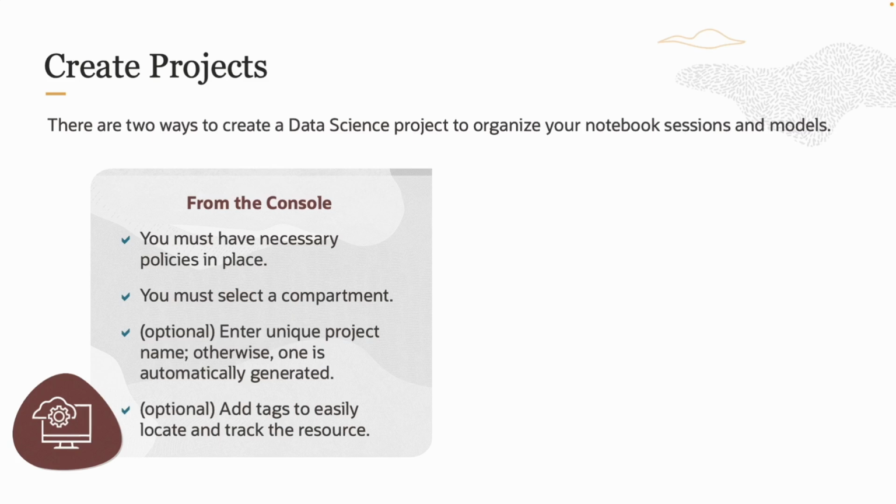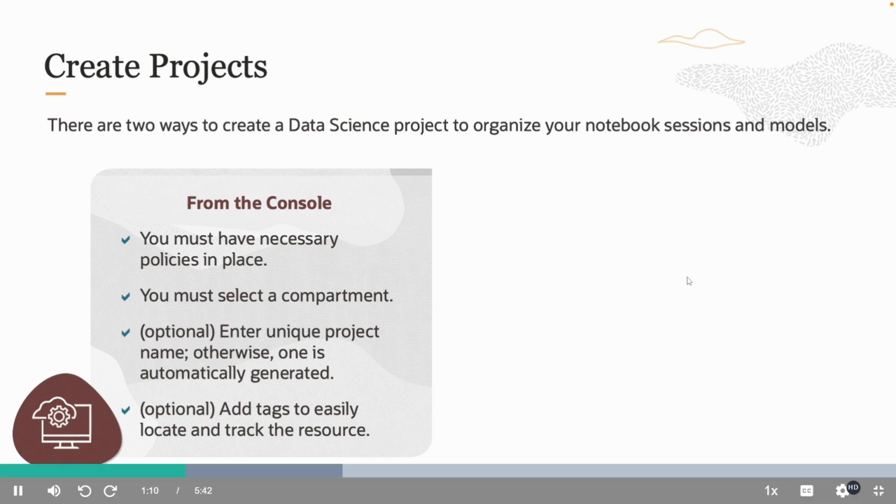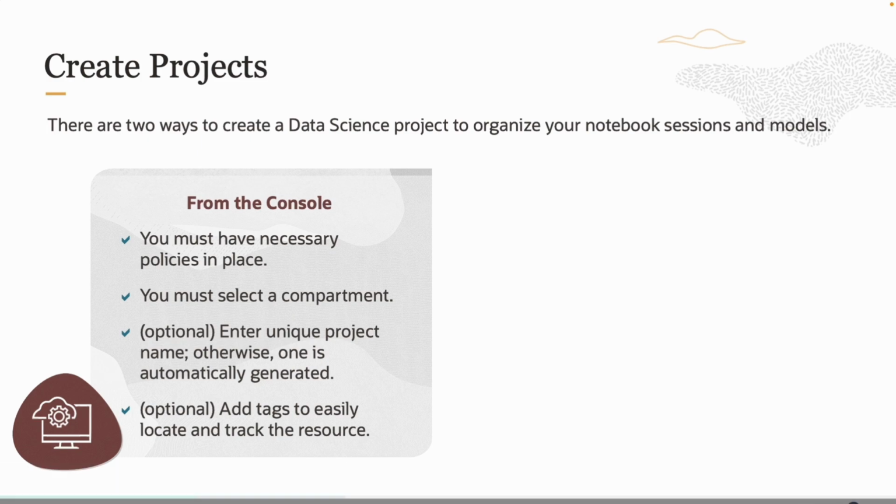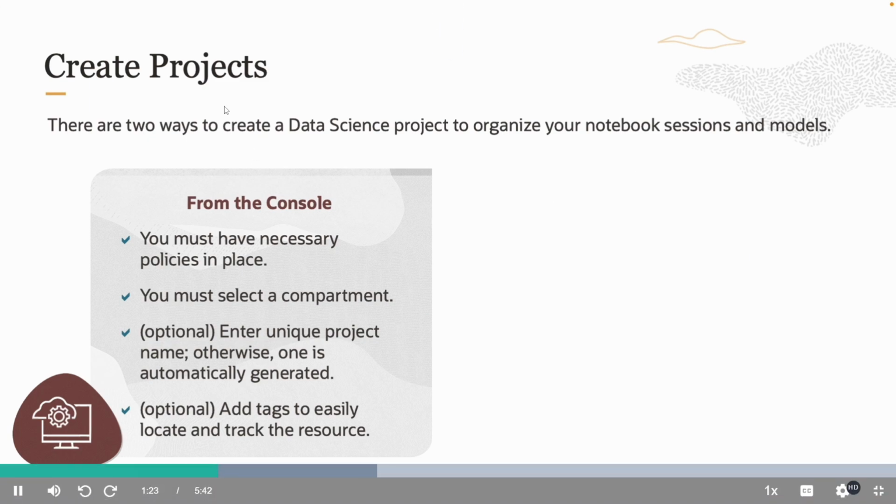From the console, log into your tenancy with the necessary policies. Open the navigation menu, click Analytics and AI. Under Machine Learning, click Data Science. Then click Create Project and select the compartment you want to add the project to. It is optional but recommended to enter a unique name for the project. If you don't provide a name, then a name including the current timestamp is automatically generated for you.